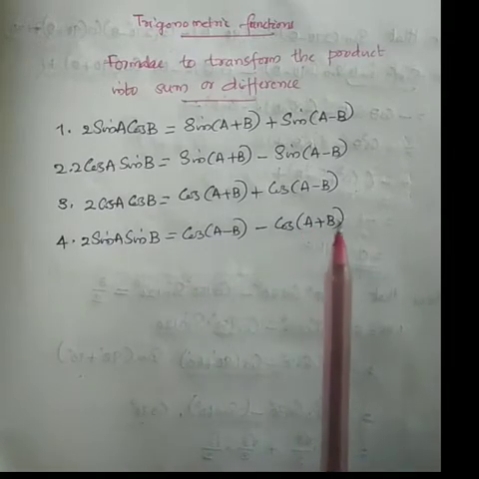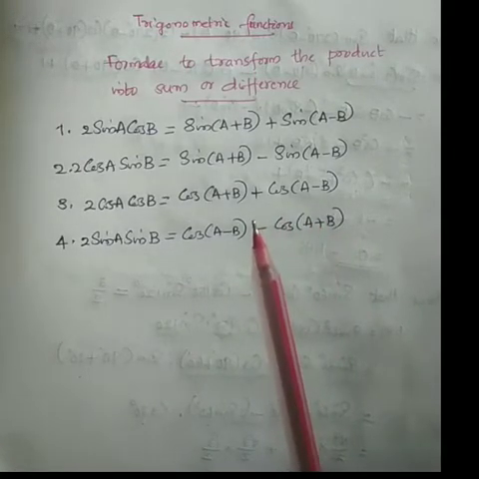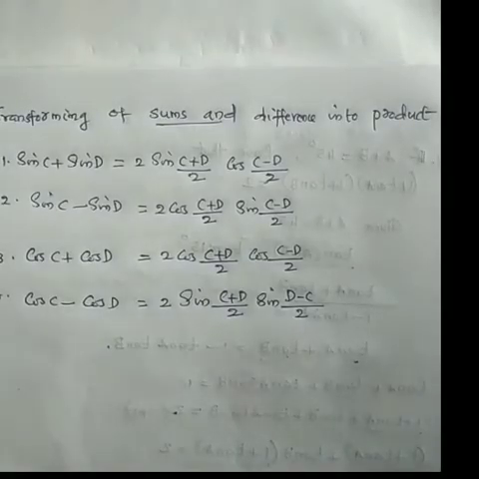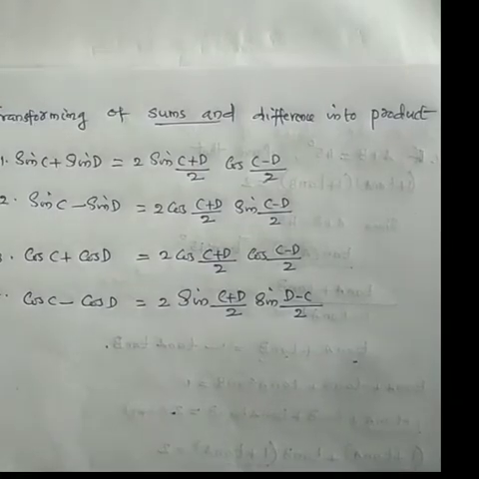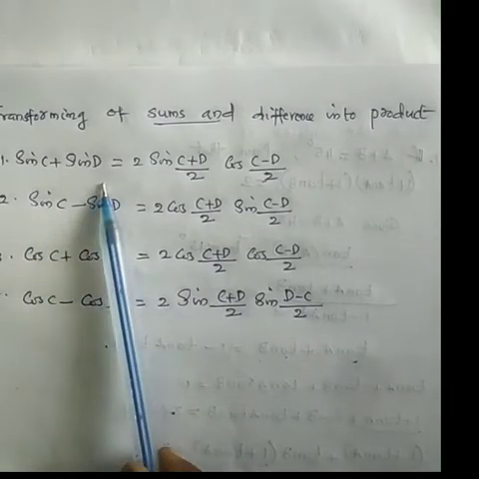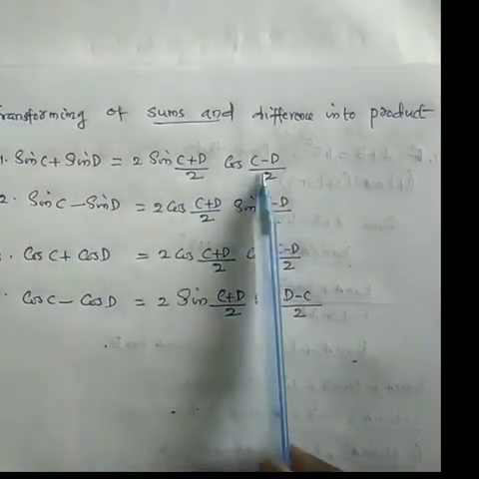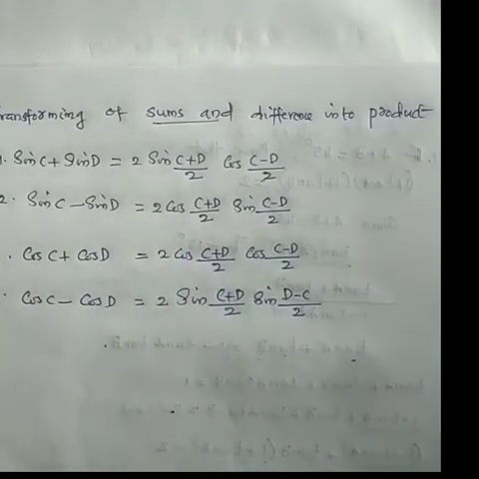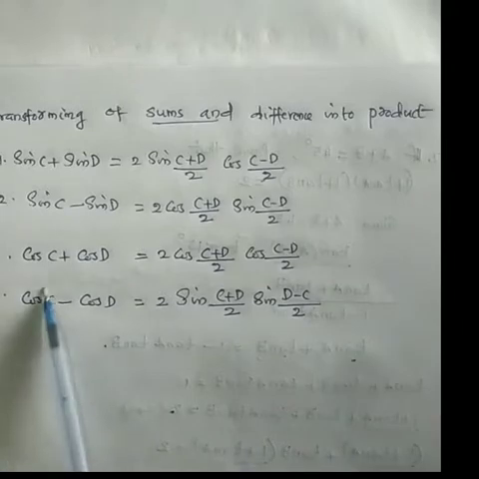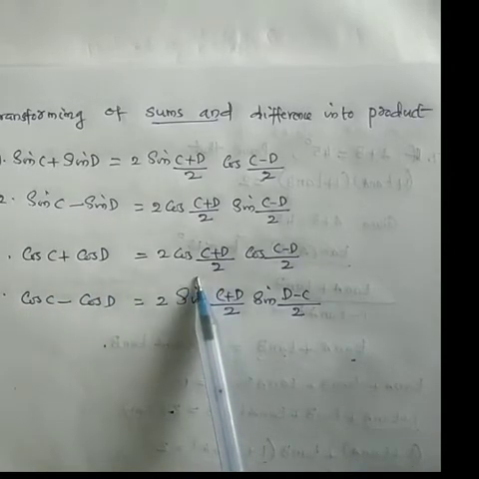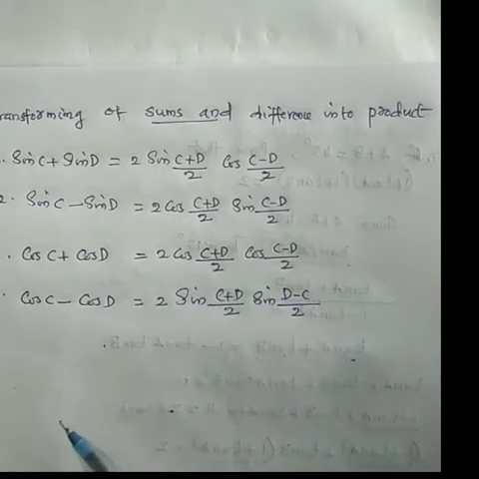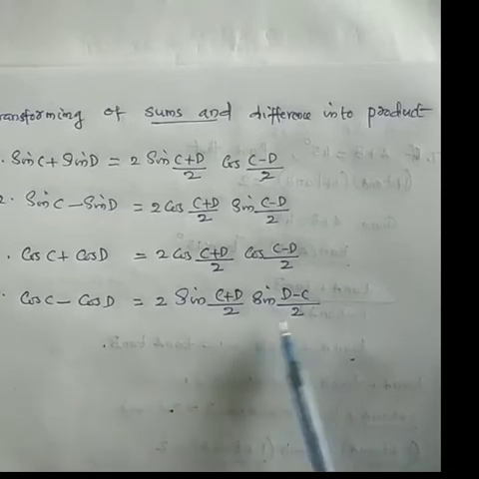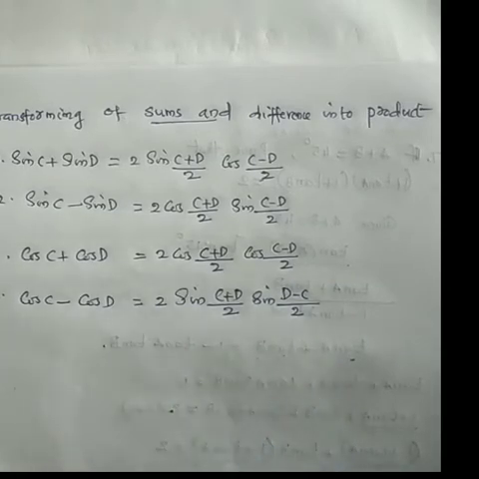Okay, these formulas were learned in previous classes. And the formulas for transforming sums and differences into product are: sin C + sin D equals 2 sin((C+D)/2) cos((C-D)/2). sin C - sin D is 2 cos((C+D)/2) sin((C-D)/2). cos C + cos D is 2 cos((C+D)/2) cos((C-D)/2). cos C - cos D is 2 sin((C+D)/2) sin((D-C)/2). Okay, let's see some more examples.